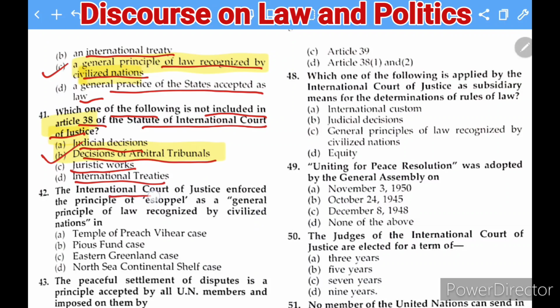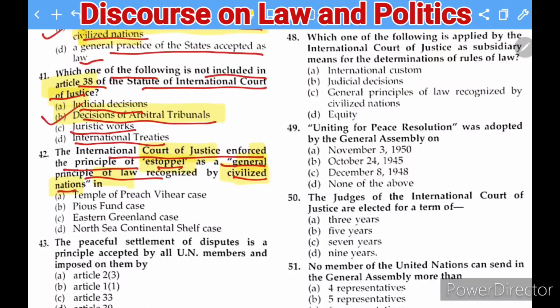Next question is here: the International Court of Justice enforced the principle of estoppel as a general principle of law recognized by civilized nations. Okay, in which case? And the options which are given here, you can see Temple of Preah Vihear case, Pious Fund case, Eastern Greenland case, North Sea Continental Shelf case.